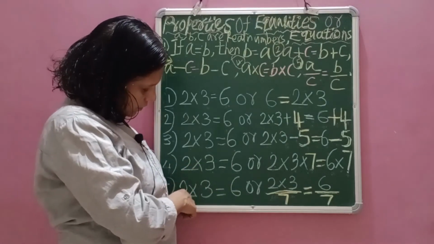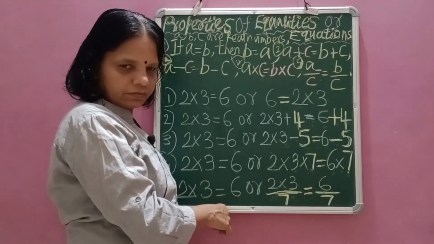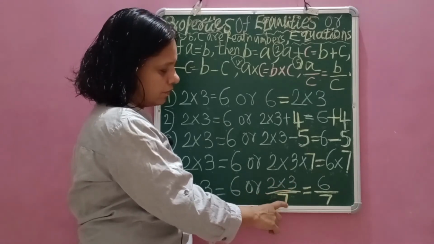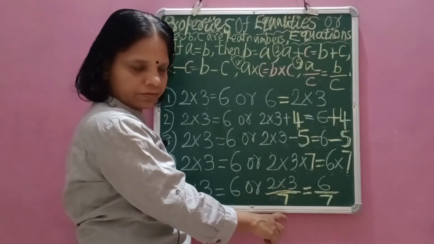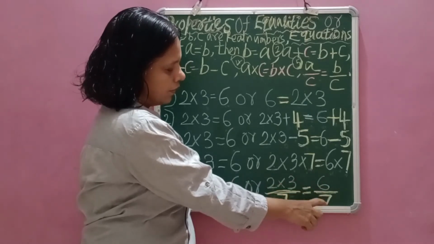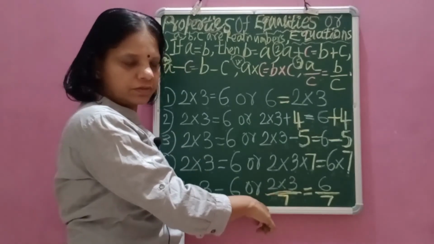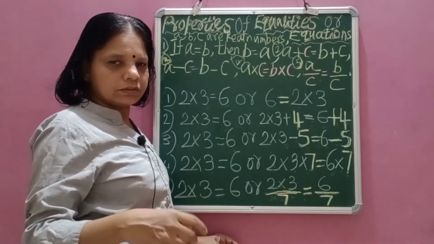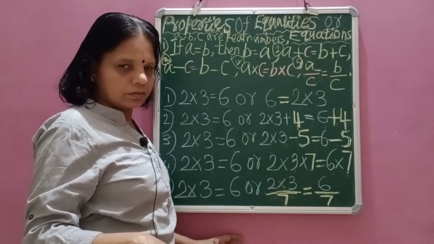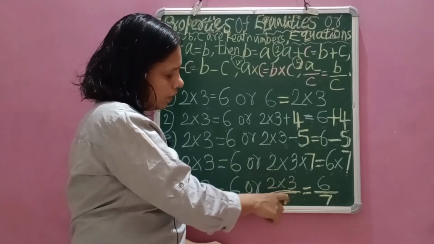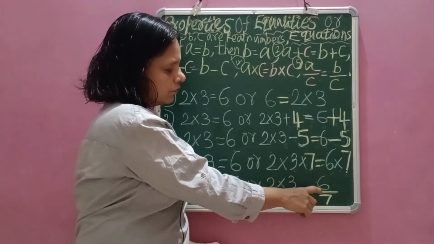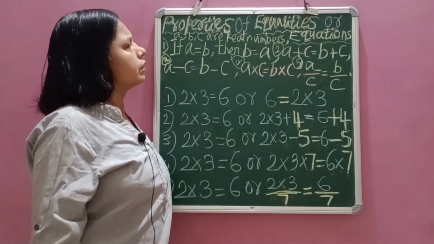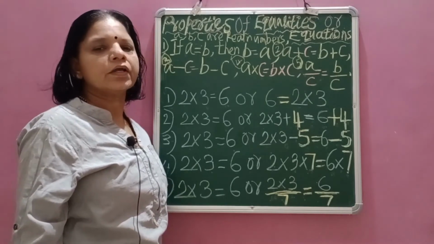Now last one. 2 into 3 equal to 6. That is the given equation. Or 2 into 3 upon 7. What is upon 7? Divided by 7. Equal to 6 divided by 7. So what is done? Divided by 7 on both the sides of the equation. Then also 2 into 3 upon 7 is equal to 6 upon 7. These are some important properties of equality or equation.